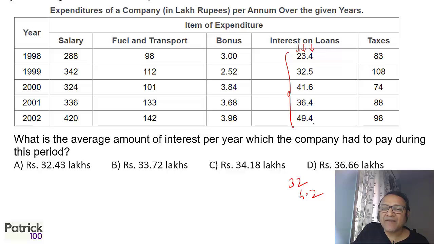And if you look at the places after the point, the average is approximately 0.5. So if you add it up, it becomes 36.7. D option, that's the answer.